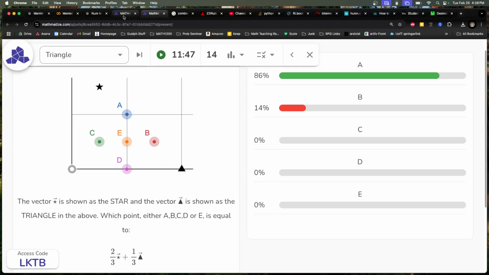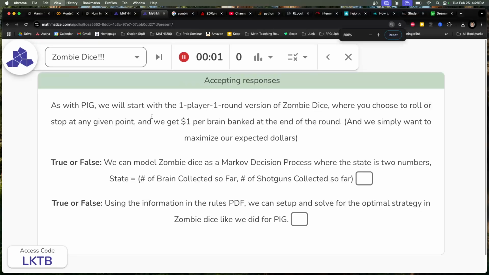course. And the question is, in Zombie Dice, so as with Pig, you're supposed to play 2 players and play first to 13 points or whatever, but we're going to start with the 1 player, 1 round version, just like we did. So you play Zombie Dice.